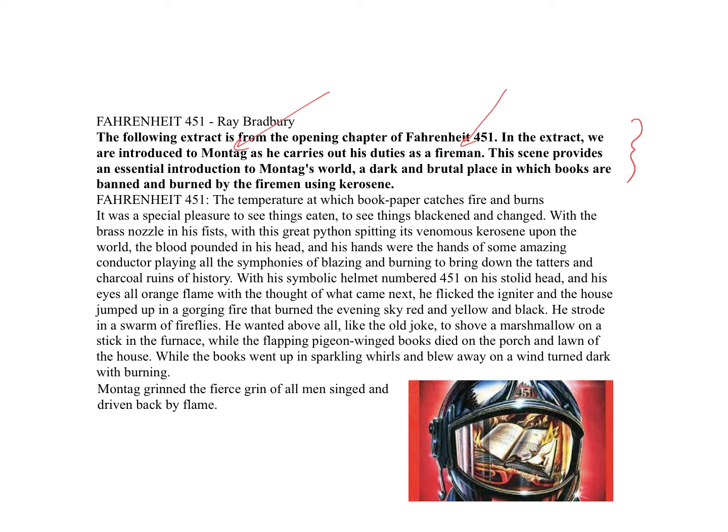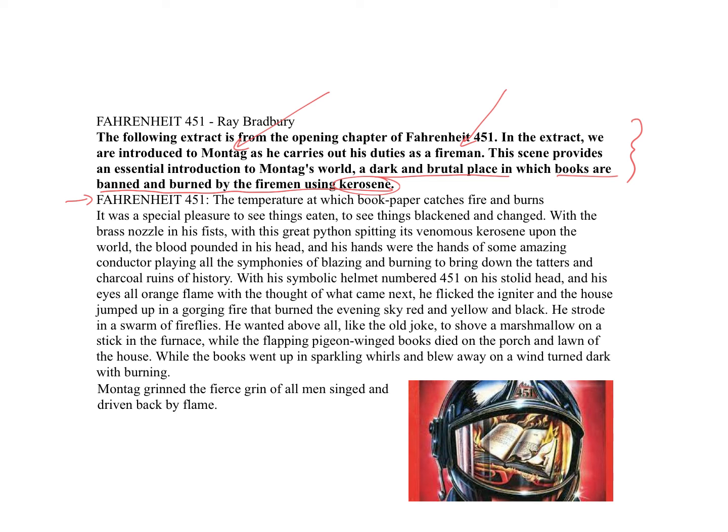Actually, Montag's world is this dark and brutal place where books are banned and burned by firemen using kerosene, being a flammable oil. So you need to understand from that little contextualising bit that a fireman in this world is very different to a fireman in our world. Montag is going around actively burning things. So we then have the first little bit, Fahrenheit 451, again, that's a temperature measure, and we're told that it's the temperature at which book paper catches fire and burns.